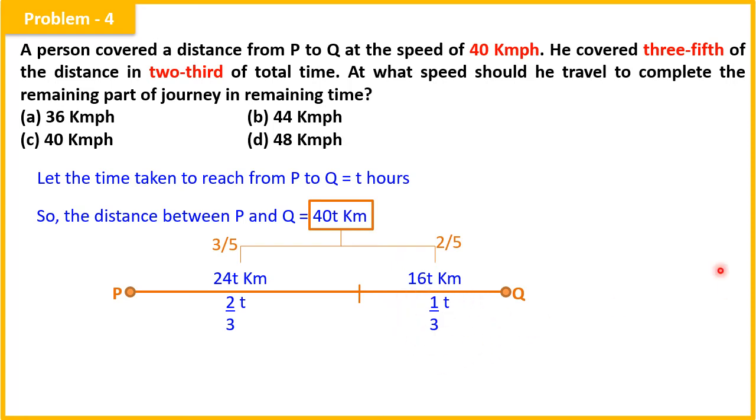Now it is asked in the question, at what speed should he travel to complete the remaining part of the journey in the remaining time? The remaining part of the journey is 16t kilometers and the remaining time with him is 1/3 of t. So the required speed is 16t divided by 1/3 t, as speed is equal to distance divided by time, which comes out to be 48 kilometers per hour. Option D.